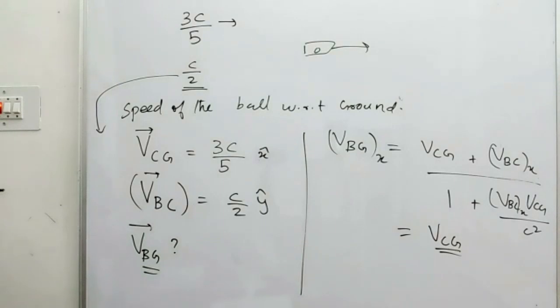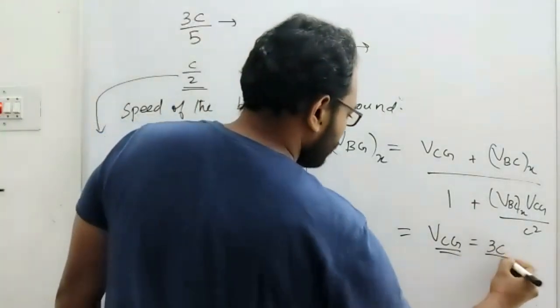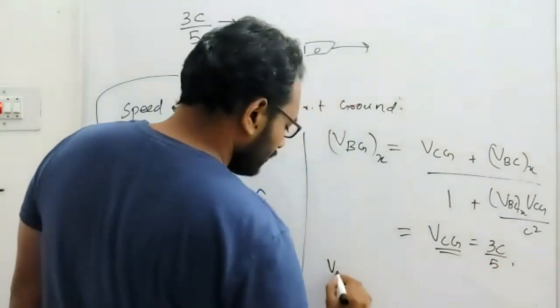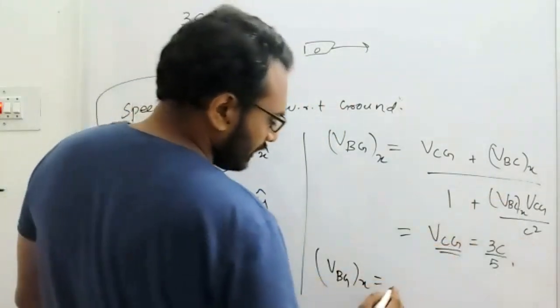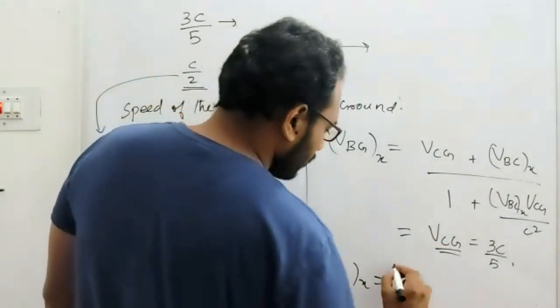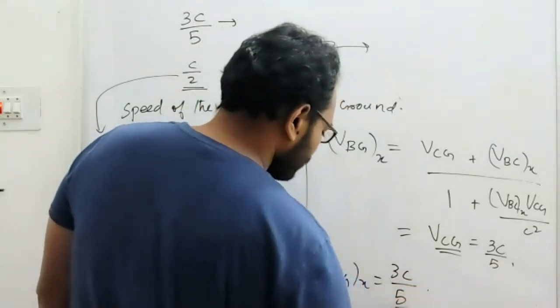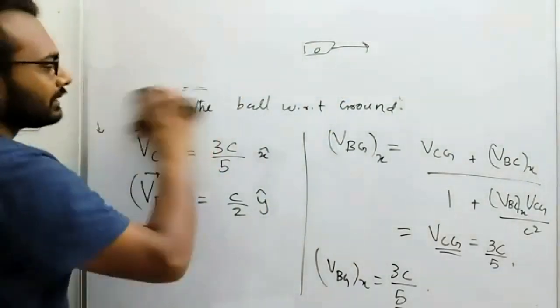And that's equal to, magnitude is equal to 3c by 5. All right. So we easily got the x component. I just wrote down the equation. You could have written it without that. So the velocity of the ball with respect to ground, x component is 3c by 5. Is this fine? This is obvious, right? Because the ball is at rest along the x direction.